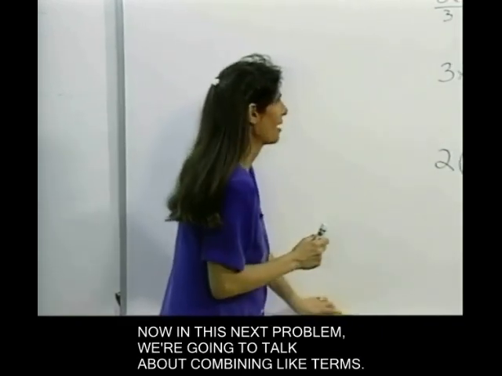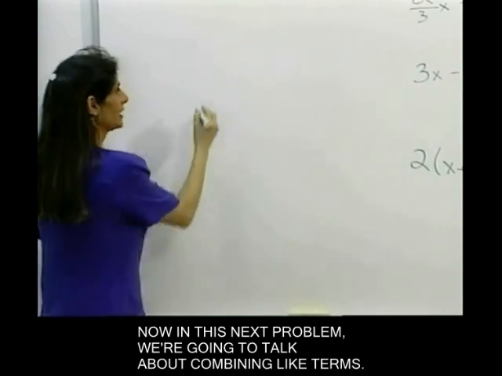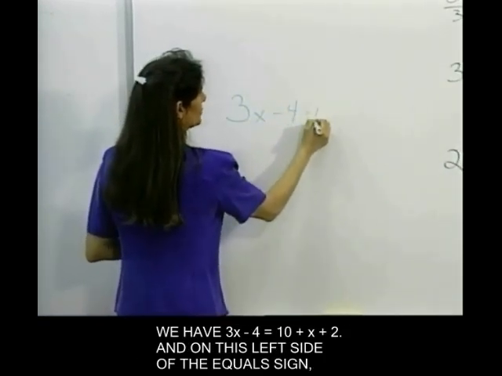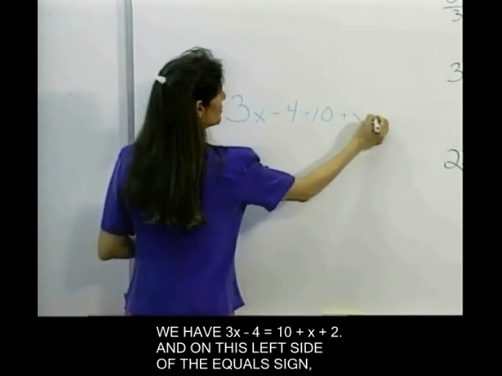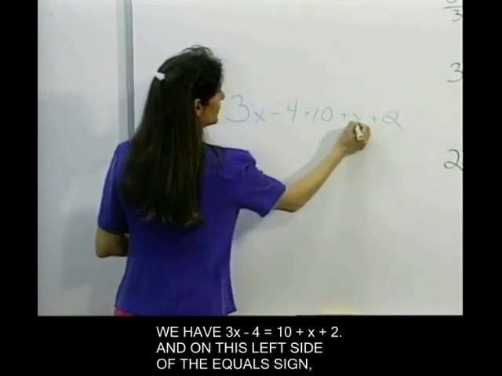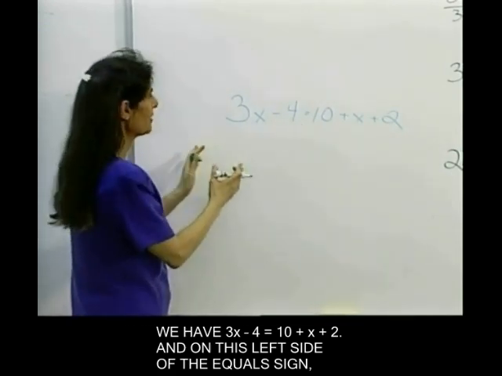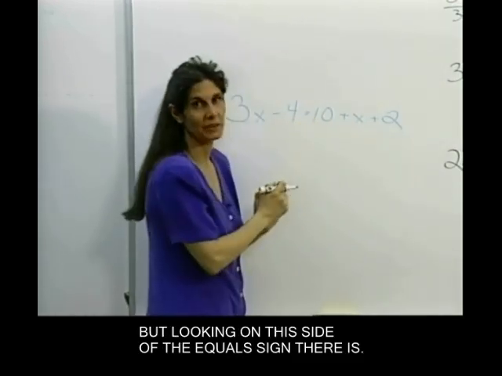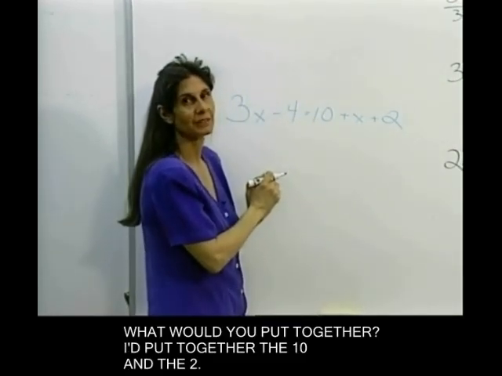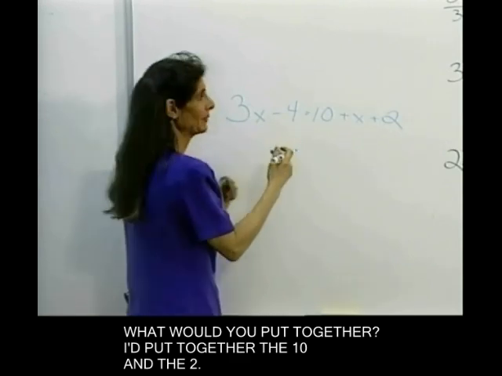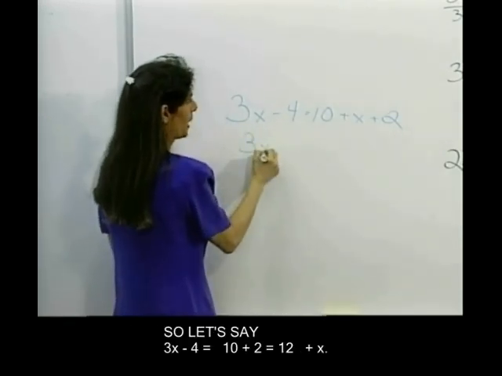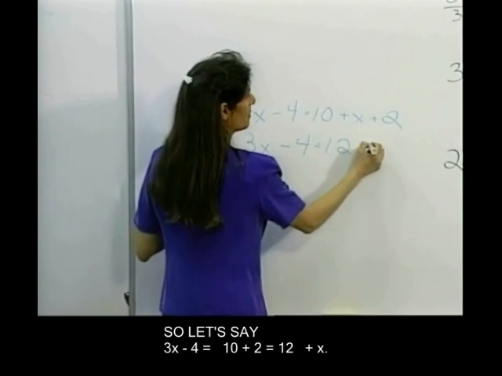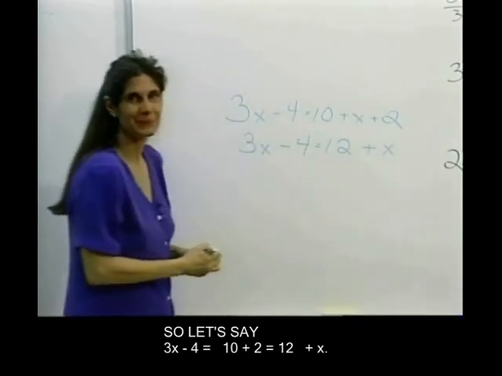Now in this next problem, we're going to talk about combining like terms. We have 3x minus 4 equals 10 plus x plus 2. And on this side of the equal sign, there really isn't anything that we can combine. But looking on this side of the equal sign there is. What would you put together? I'd put together the 10 and the 2. So let's say 3x minus 4 equals 10 and 2 is 12 plus x.